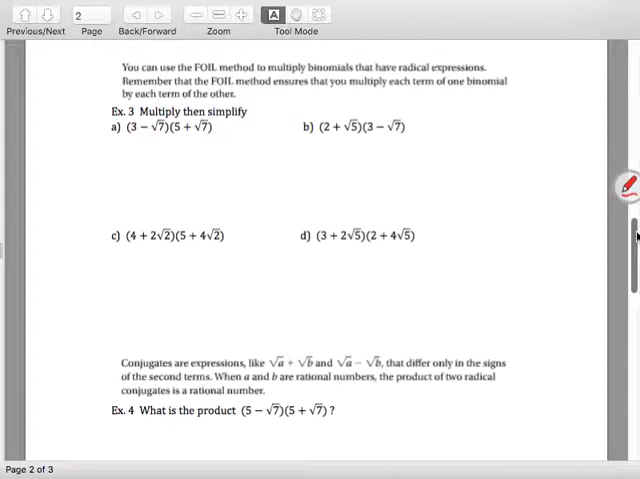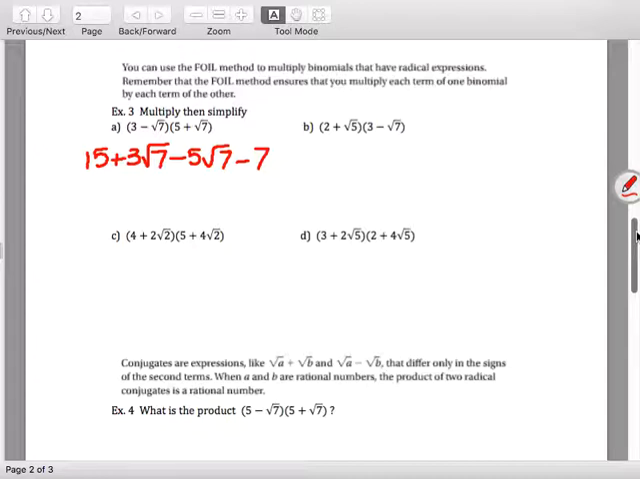So in example 3, letter A, you're going to take 3 times 5 is 15. Then you take 3 times a positive 7, radical 7, so 3 radical 7. Then I do the inner, so it's a minus 5 radical 7, minus, and what's radical 7 times radical 7 in the last position? 7. Just 7. Wow. When you're done, you want to see if you can collect any like terms.